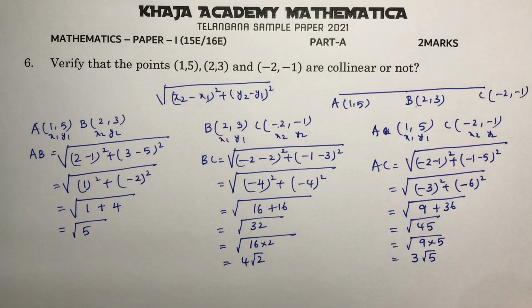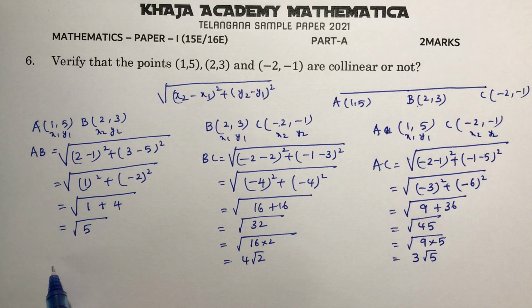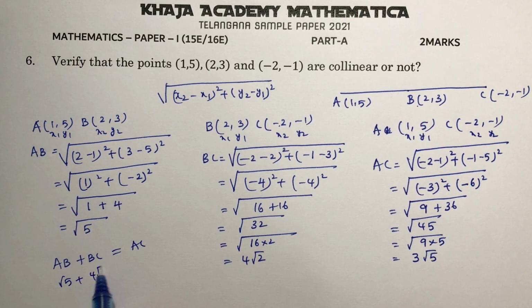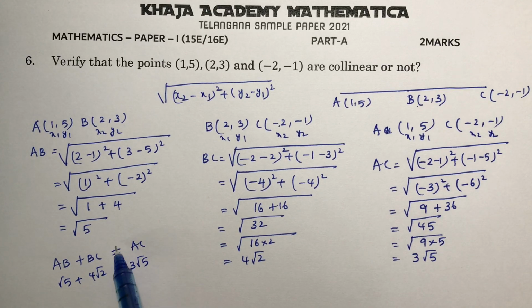Now if you observe the points here, AB plus BC, and here write AC. AB is root 5, BC is 4 root 2, and AC is 3 root 5. So AB plus BC is not equal to AC. Therefore the points are not collinear.